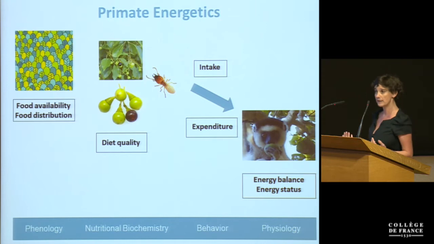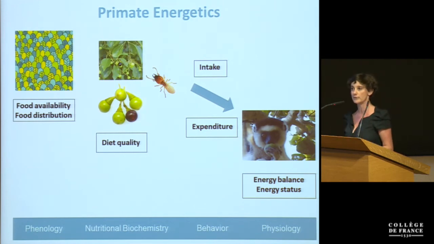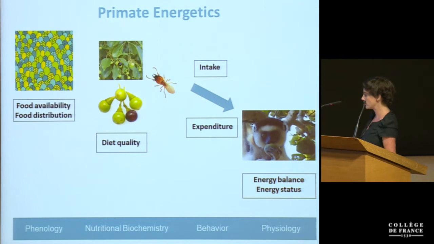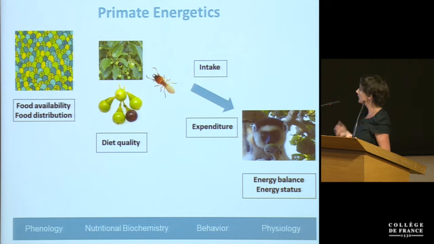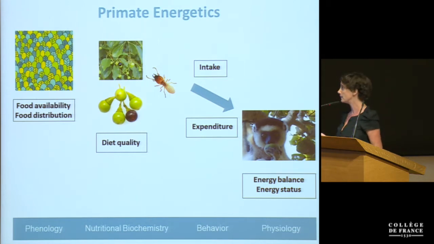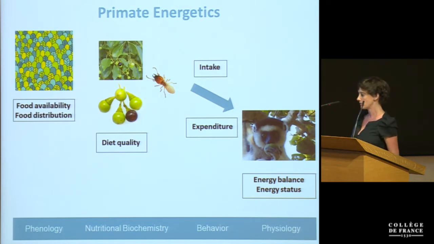Energy intake is the calories that can be absorbed from the food consumed, and energy expenditure refers to the use of calories by the body. Finally, the last dimension of energetics considers the energetic condition of the animal. Energy balance is the net difference between the intake and the expenditure, and energy status is the quantity of stored energy, particularly fat. In primatology, we use a range of methods to quantify these various dimensions of energetics, from broad measures of the energy available in the environment, for example phenology, to specific assessments of energy dynamics in individual animals, for example behavior or physiology.